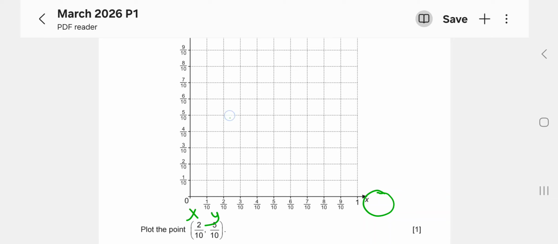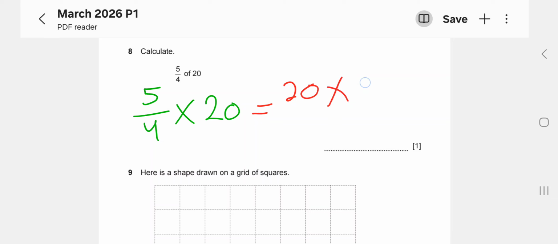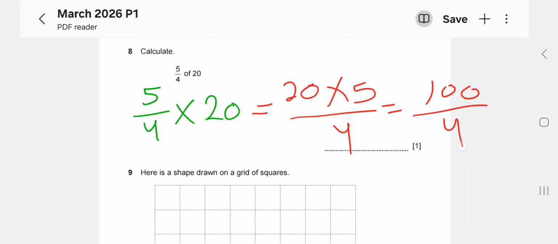Calculate 5 over 4 of 20. We can do it as normally multiplying fractions, or do it the other way I'll tell you now. 20 times 5, like we just solved multiplying fractions over 4, it will be 100 over 4, which is 25.